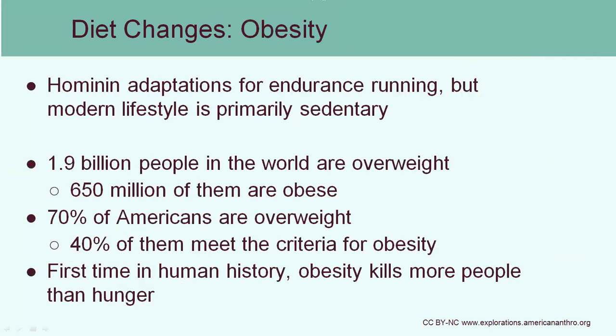Now, the hominin adaptations of our ancestors were specifically for endurance running. So we talked about how we had that bipedal body shape, and we also sweat to reduce our body heat. But in modern lifestyle, we're not running around or hunting or following our game. Instead, we're primarily sedentary, meaning we're staying in one location.